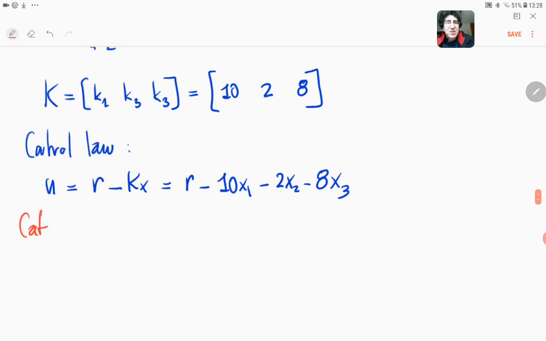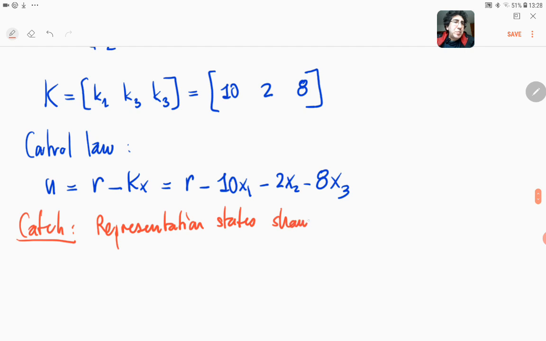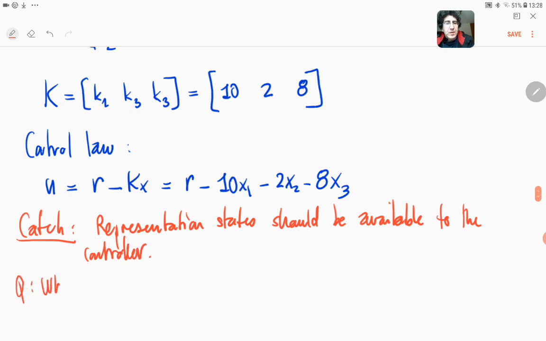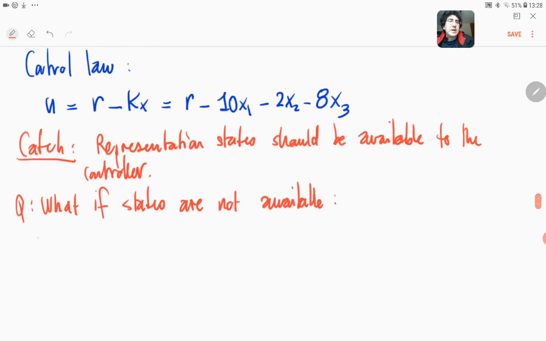Okay, what is the catch? The representation states should be available to the controller. What if states are not available?